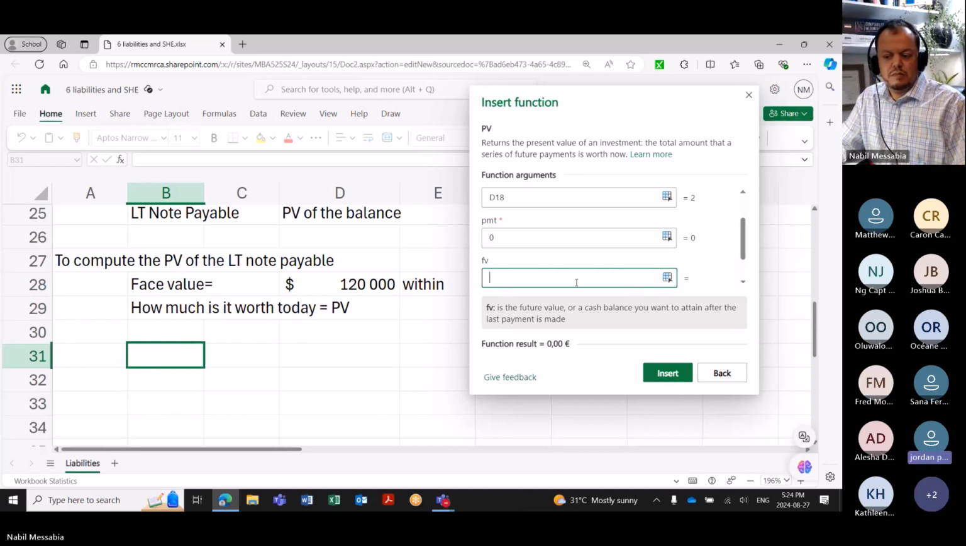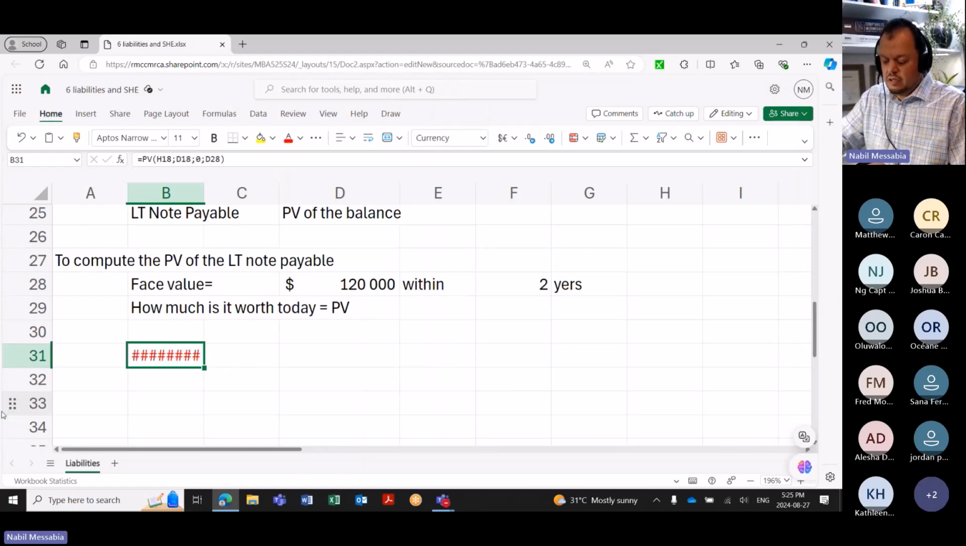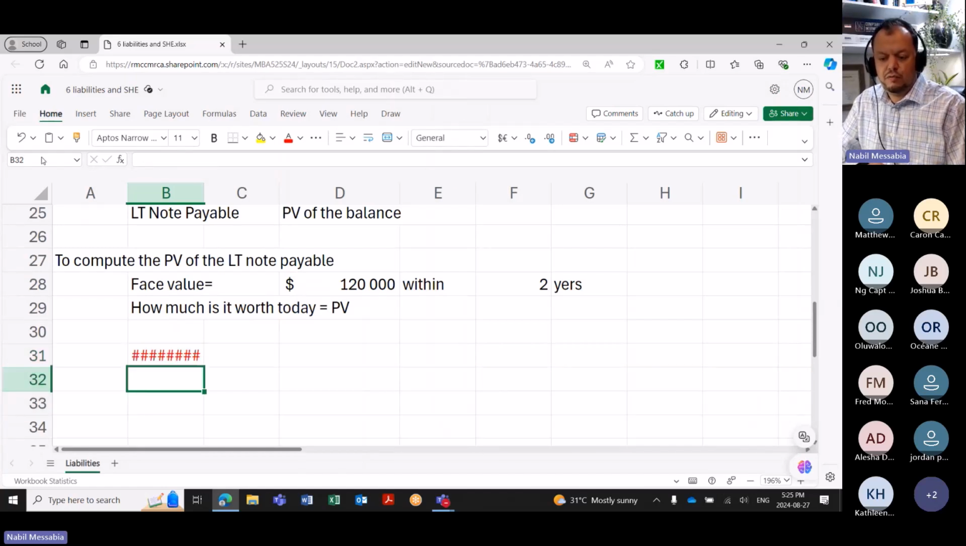And the future value, what would be the future value in this case? Would it be 120,000? Exactly. So we are asking Excel to calculate for us what would be today's equivalent amount of an amount for which we know the rate, the payment, and of course the future amount, which is 120. And that's it.